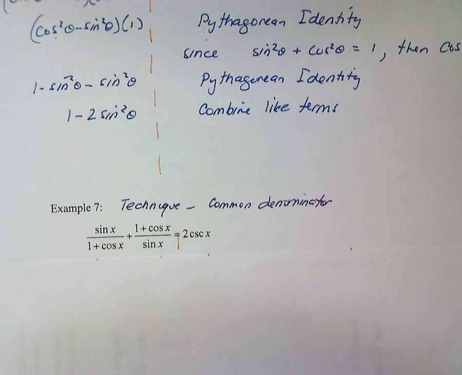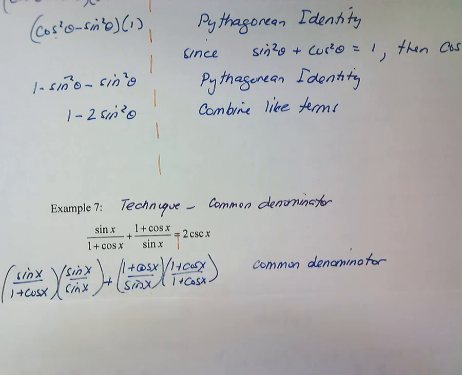So I'm going to get a common denominator. How I do that is I notice my least common denominator is going to be 1 plus cosine x multiplied by sine x. So if I multiply this 1 plus cosine x times sine x, I have to multiply the numerator and the denominator by that. Same thing on the second fraction. Sine x is in my denominator. I need a 1 plus cosine x, so I have to multiply both numerator and denominator by 1 plus cosine x.